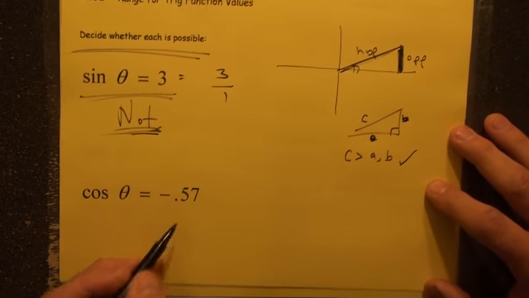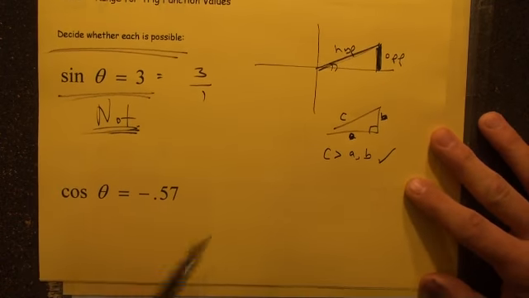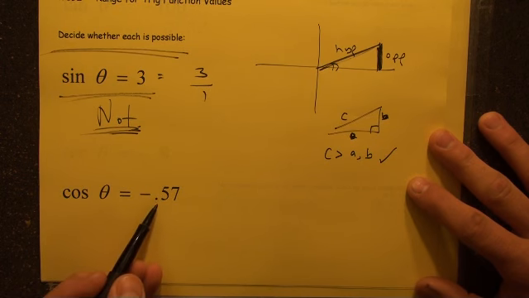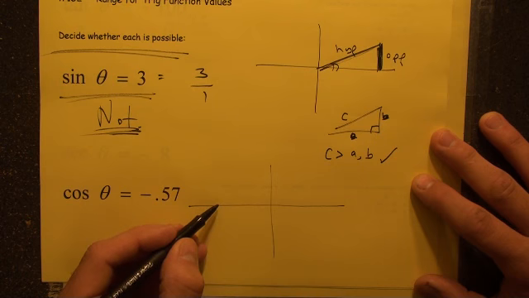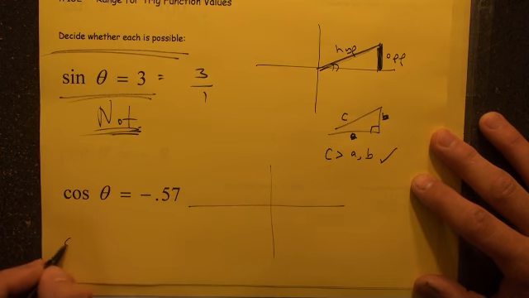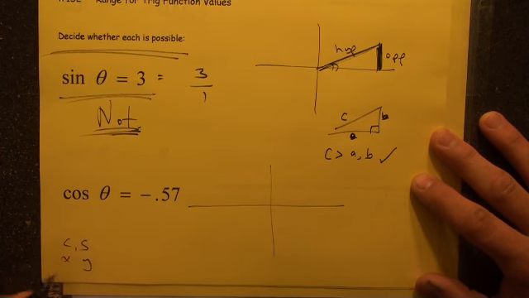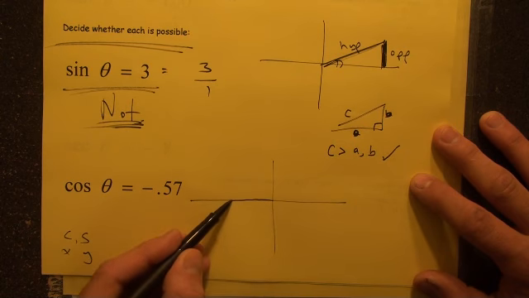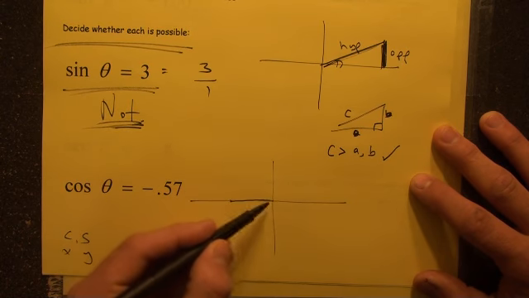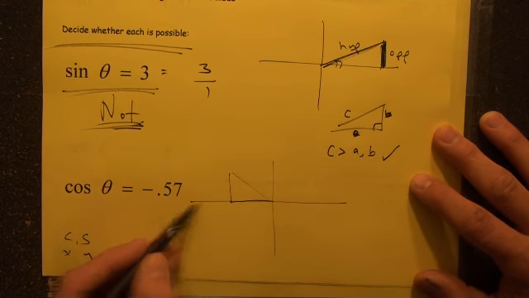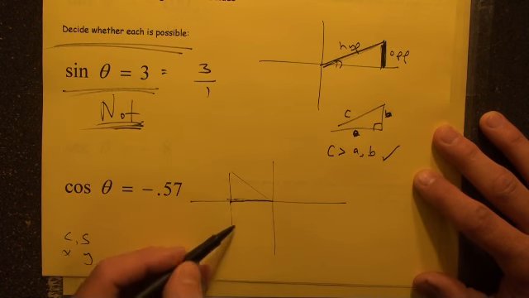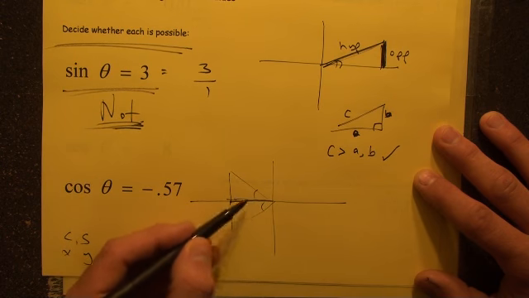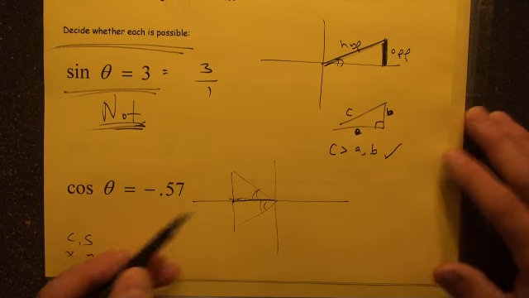Okay, cosine theta equals negative 0.57. Well, can cosine be negative? Of course it can. It's going to be to the left. Remember, cosine, comma, sine: cosine's x, sine's y. So cosine's to the left and then up, so it's going to be over here. So it's possible to be negative, right? Of course, it could also be over here too. So in either of these two theta values.